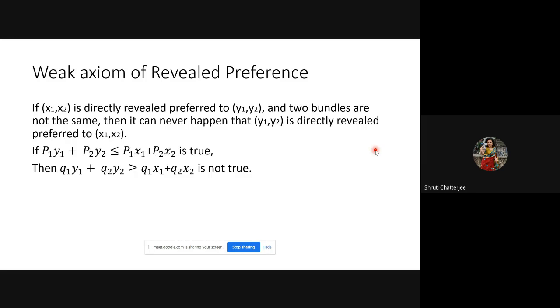Ma'am, here P1 is the previous price, and for the next budget, P1, P2 is the initial price, and Q1, Q2 is the new price of the same commodity. The prices of the commodities are the same, but the prices are changing. Yes, ma'am.